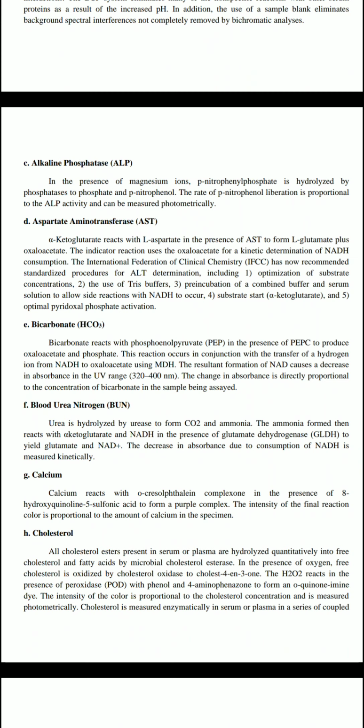Now the next test is for aspartate aminotransferase, that is AST. Alpha-ketoglutarate reacts with L-aspartate in the presence of AST to form L-glutamate plus oxaloacetate. The indicator reaction uses the oxaloacetate for a kinetic determination of NADH consumption.